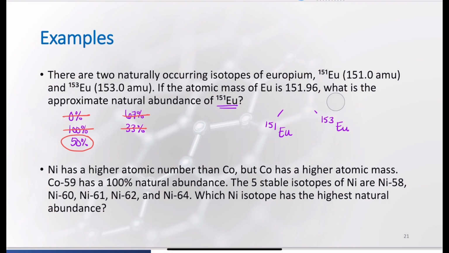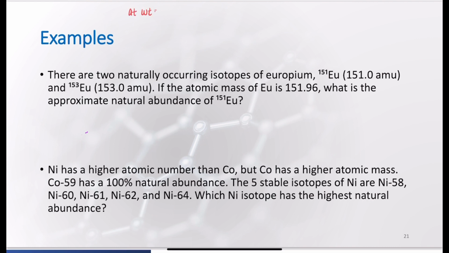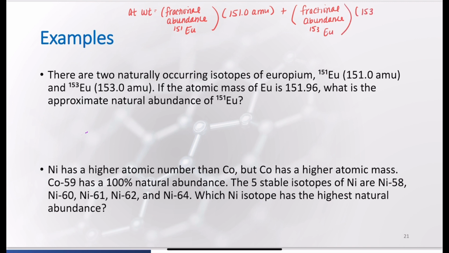What if I actually wanted to solve the numbers here, though? How could I go about that? Here's going to be some algebra. We're going to set this up just like the magnesium problem. The atomic weight is equal to the fractional abundance of europium-151 times the mass of europium-151, plus the fractional abundance of europium-153 times the mass of europium-153.